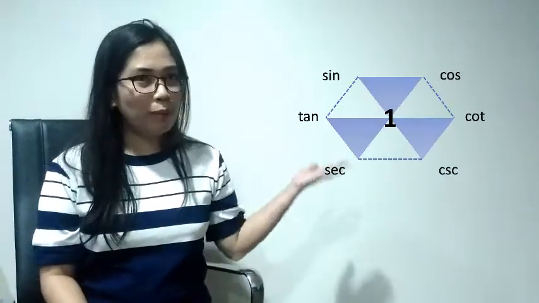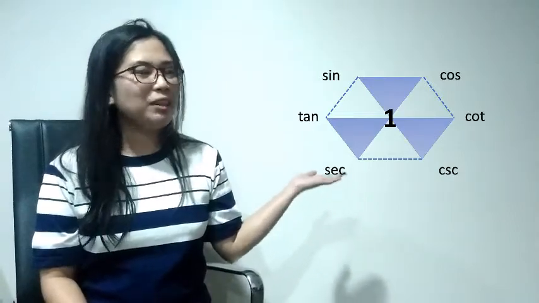Many of us can relate that it is not easy to memorize all of these identities. Then, I'll make it easy for you by using the trigonometric identity mnemonic or the Magic Hexagon.